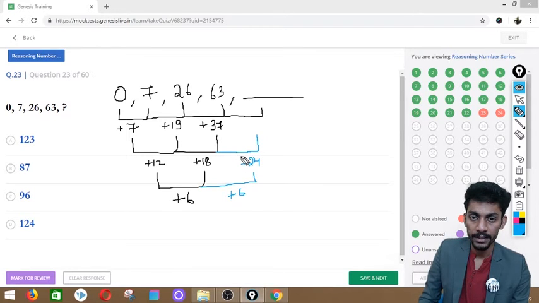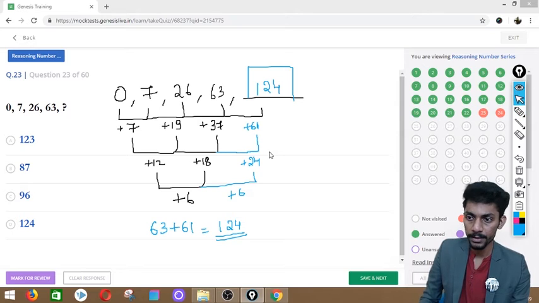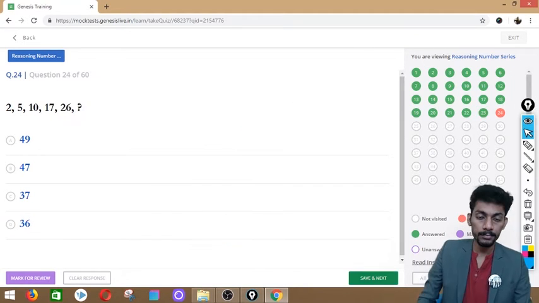24 is added to 37. We get plus 61. That means we need to add 61 to 63. If we add that, how much will we get? We get 124. The answer is 124. Okay, that is option D. Mark option D and go for the next one.